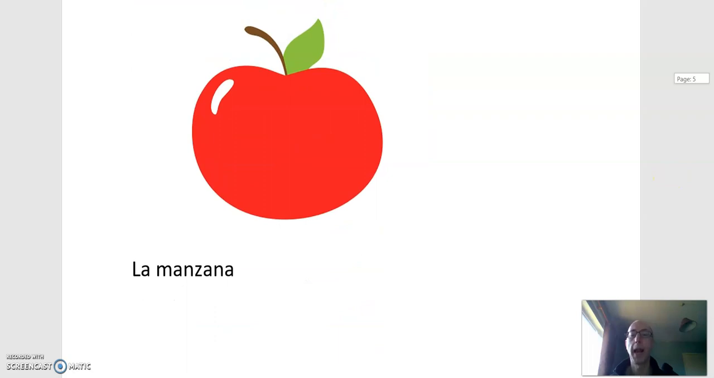Sticking with fruit. La manzana. So again, remember the pronunciation. The Z can be a th sound, like a TH. Manzana. Or in Latin America, it's more of an S. Manzana. So we can say la manzana or la manzana.